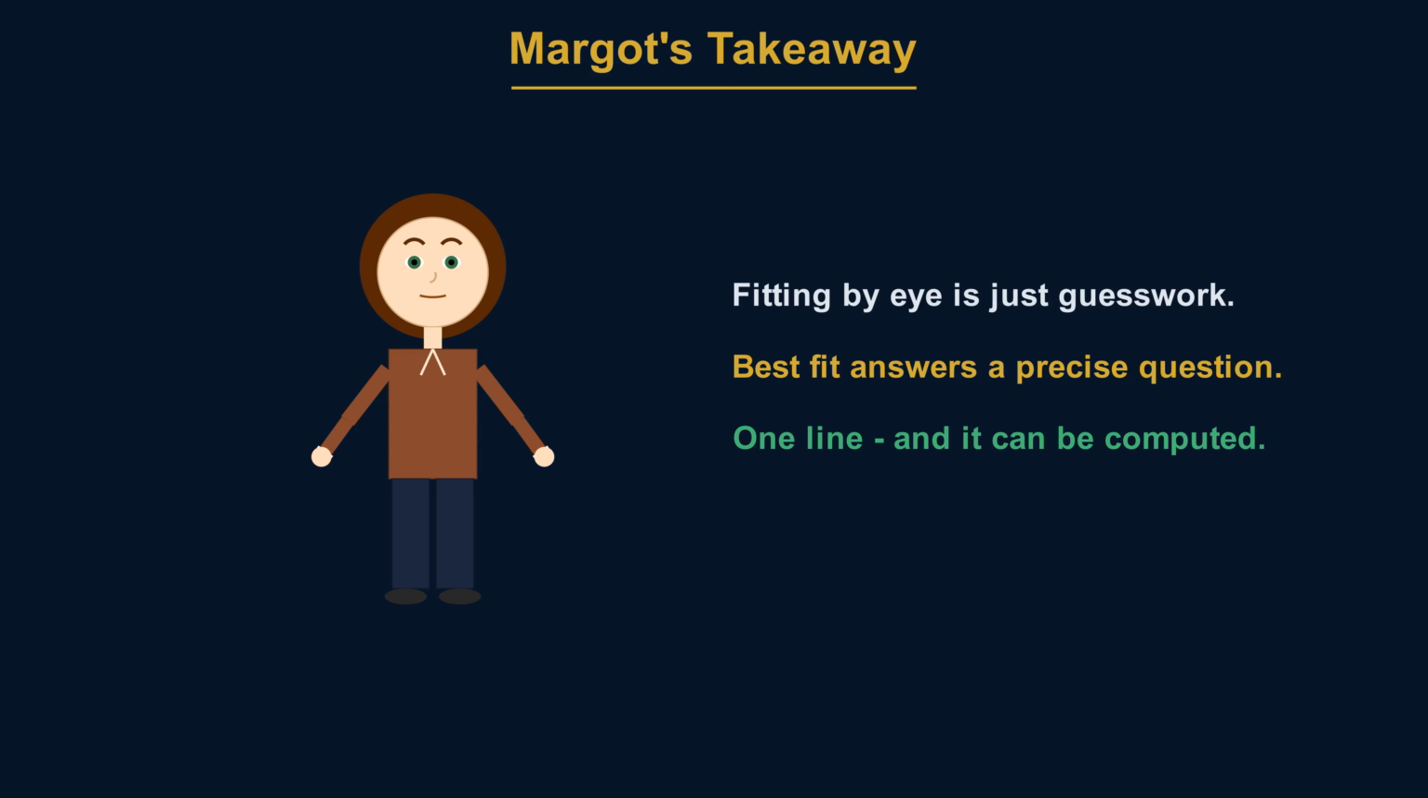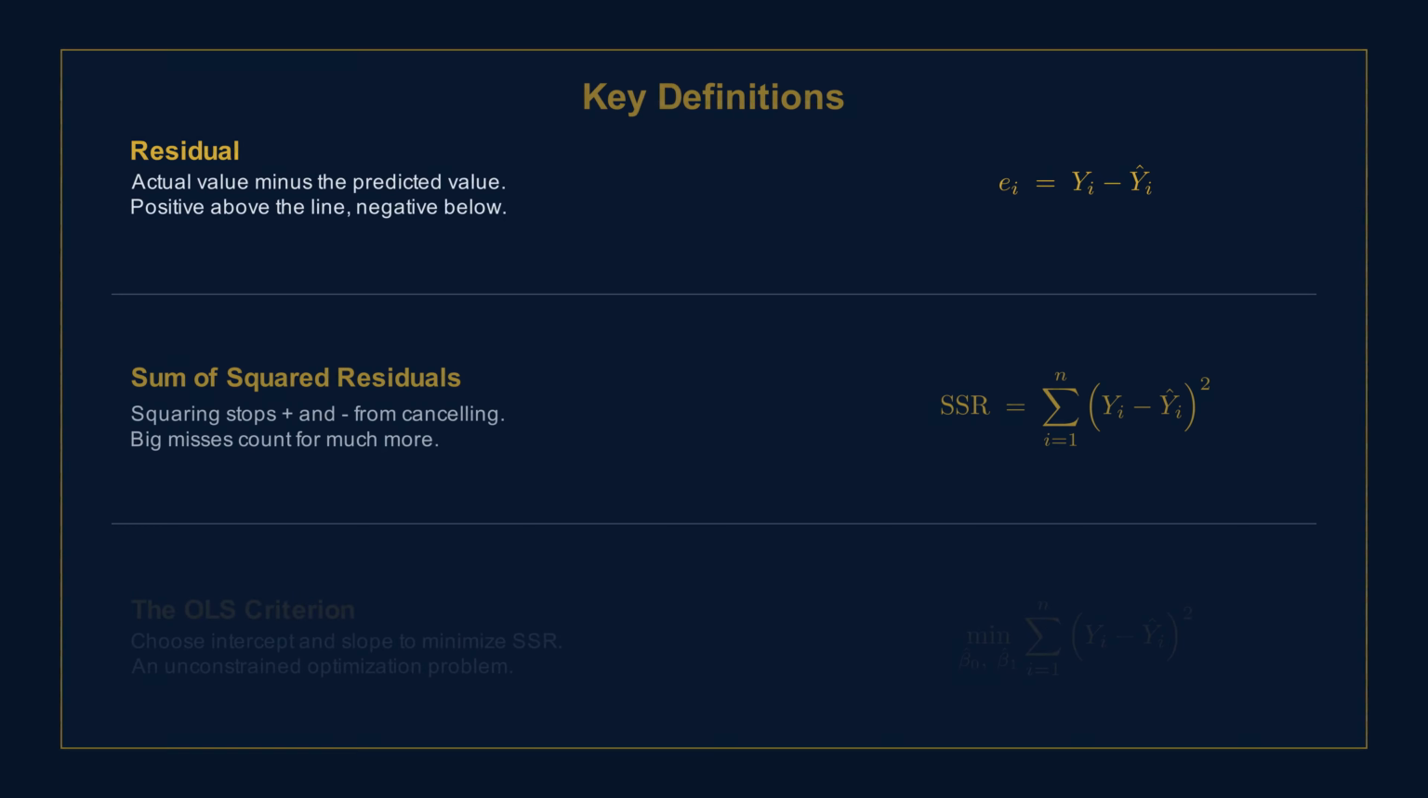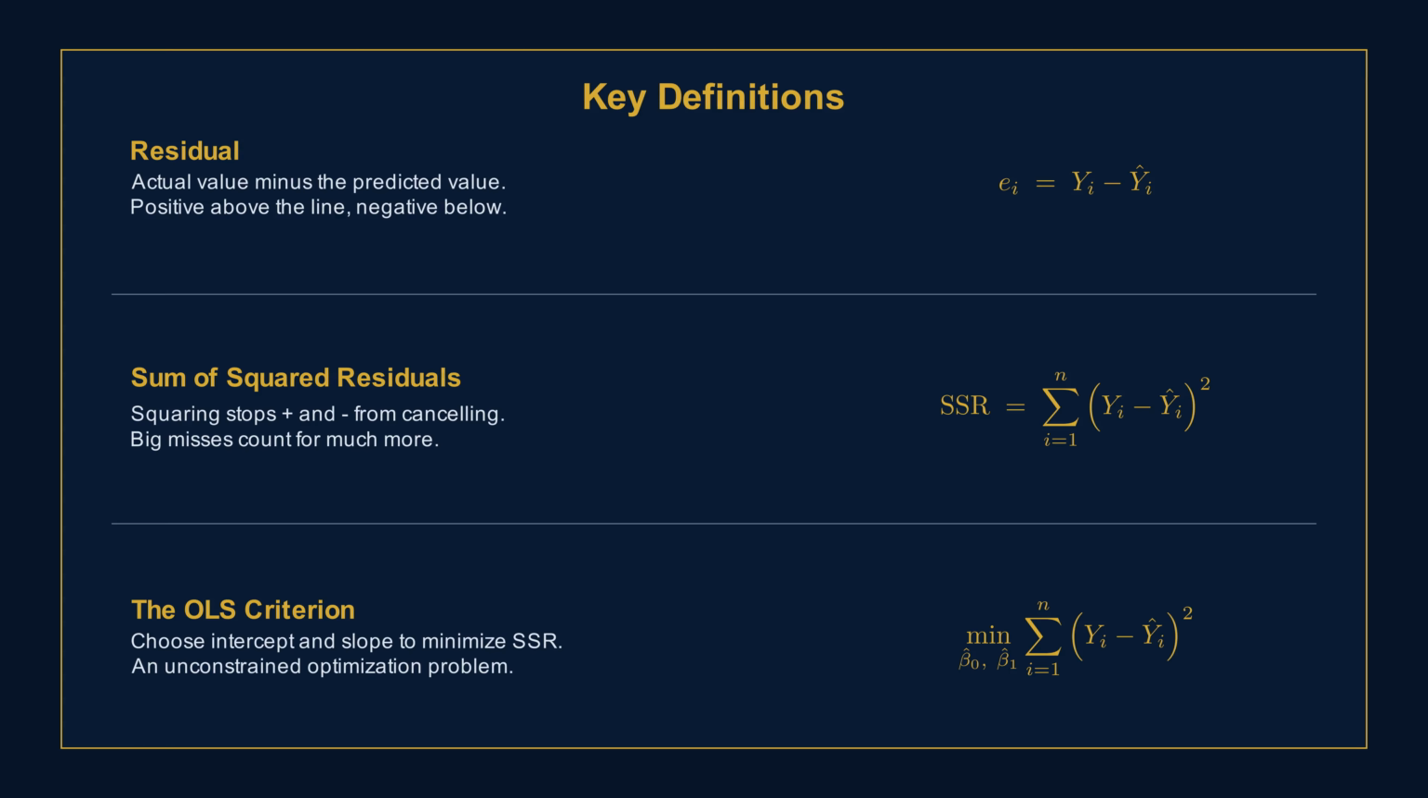So that's the core idea behind ordinary least squares. For any line, the residual is a gap between what actually happened and what the line predicted. We square those residuals so the positive and negative misses can't cancel, and so large misses count for more. Add them up, and you get the sum of squared residuals, a single number that scores the line. OLS picks the line that makes that number as small as possible, which is just an unconstrained optimization problem in the intercept and the slope.